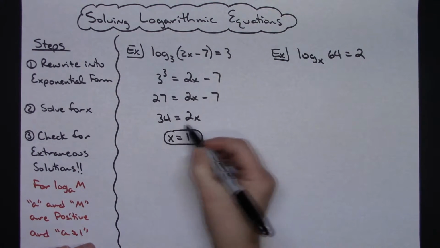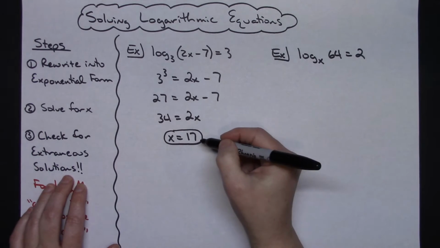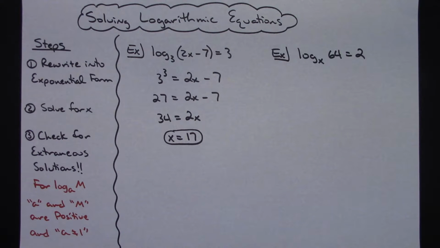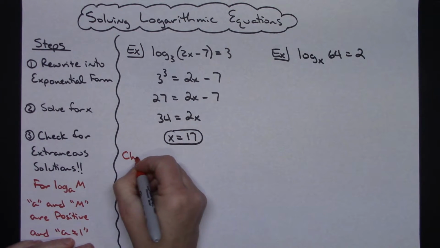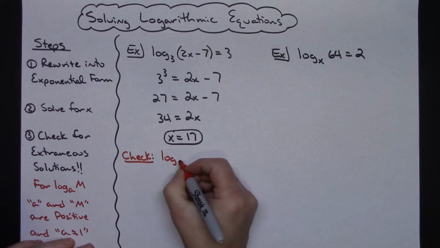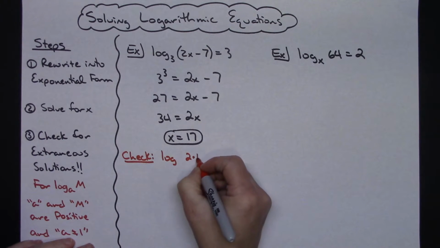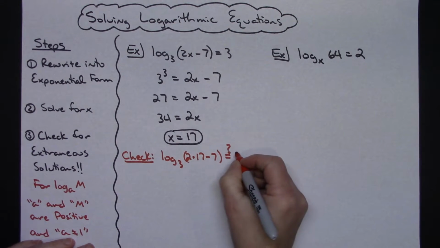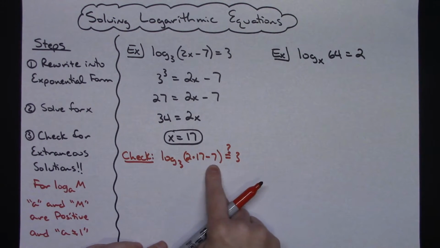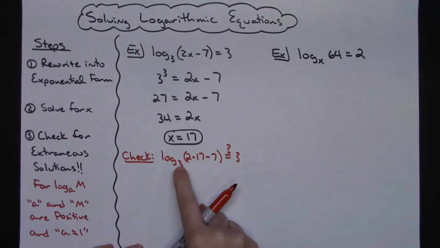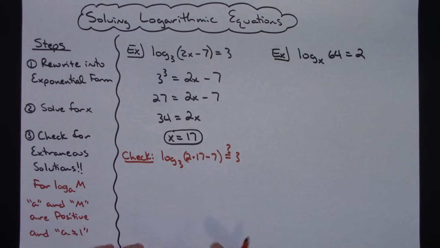Now, first thing I need to do is check for those extraneous roots, so I'm going to take 17 and put it back into that equation and see if I have a true statement. So let's do that in red here. We are checking the log of 2 times 17 minus 7 base 3, and I'm asking myself, does that equal 3? You can evaluate this really quickly. 2 times 17 is 34, minus 7 is 27. 3 raised to the third power does equal 27, so this does check.